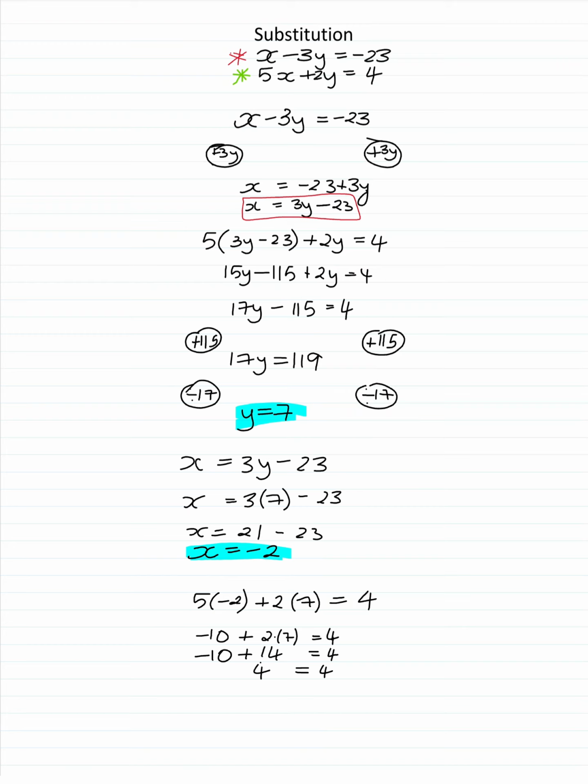So there you go, 2 different methods to solve simultaneous equations. Elimination, where you can cancel a variable by adding or subtracting, and substitution, where it's easier to arrange and plug in.